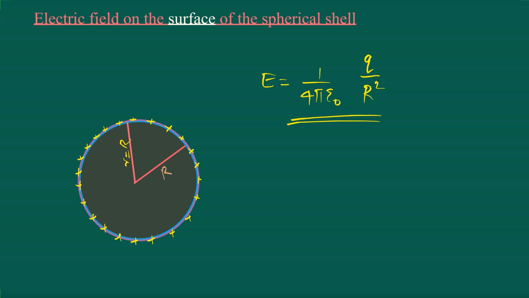Now we can write the same equation in terms of the surface charge density. So surface charge density sigma is equal to q divided by 4 pi r squared. That means the charge per unit area, that gives the charge density. So q by 4 pi r squared is the surface charge density sigma. So the electric field we can represent as sigma divided by epsilon naught. So that is the electric field on the surface of the conductor. Electric field is 1 by 4 pi epsilon naught into q by r squared, or in terms of the charge density, it is equal to sigma divided by epsilon naught.